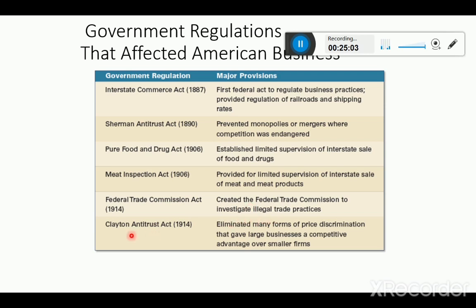Then we have Clayton Antitrust Act 1914. It eliminated many forms of price discrimination that give large businesses a competitive advantage over smaller firms.